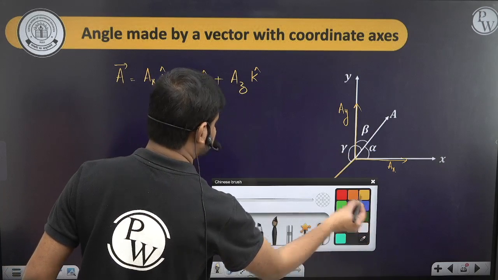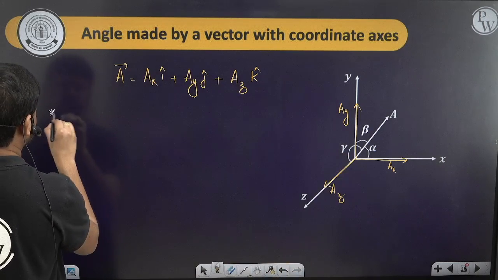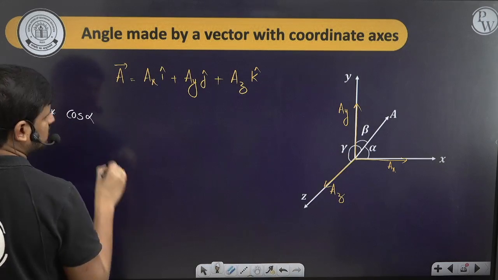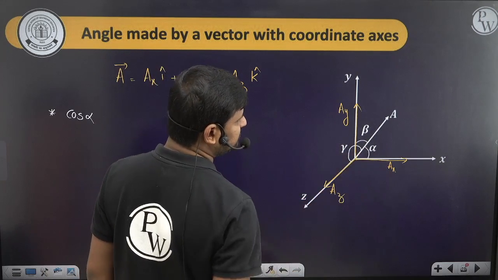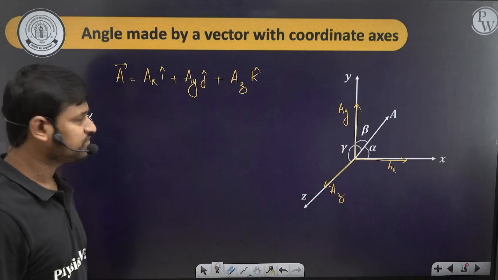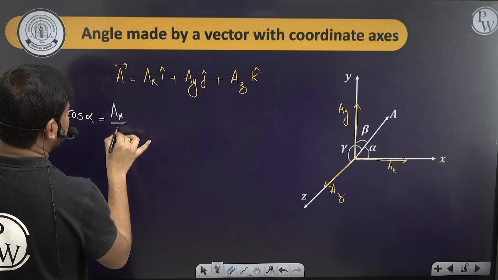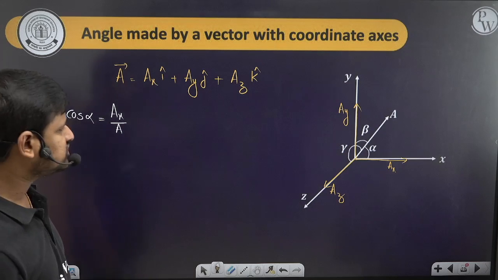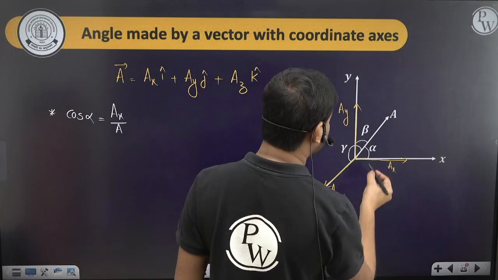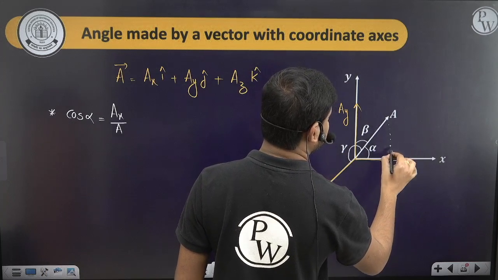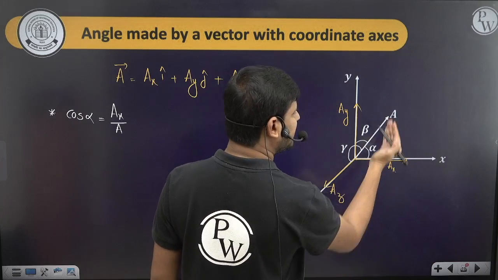So you can write cos alpha. Let's suppose ax is making an angle alpha with the x axis. Then cos alpha is going to be simply ax by a. Cos alpha is equal to ax by a. If you want, you can write that, right? Because cos alpha means adjacent by hypotenuse.